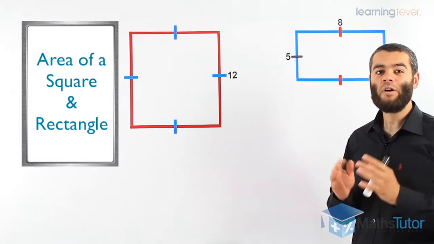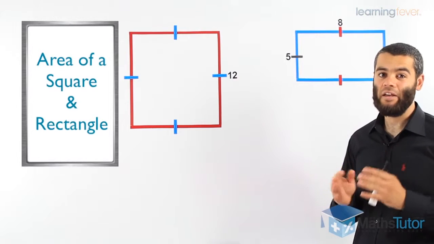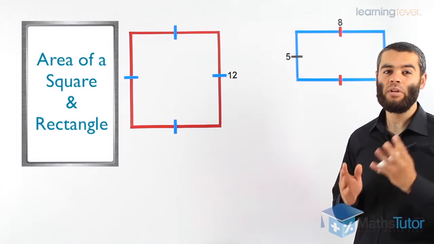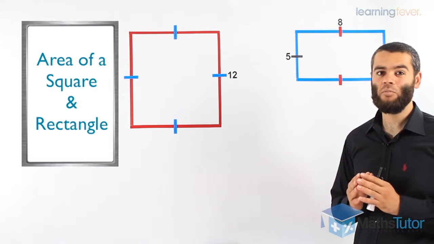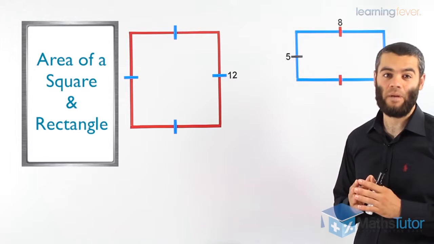Hey guys, I'm going to show you today how to work out the area of a square and the area of a rectangle. Before we get started, let's differentiate between area and perimeter. I've seen too many students who understand area and understand perimeter, but they mix them up.